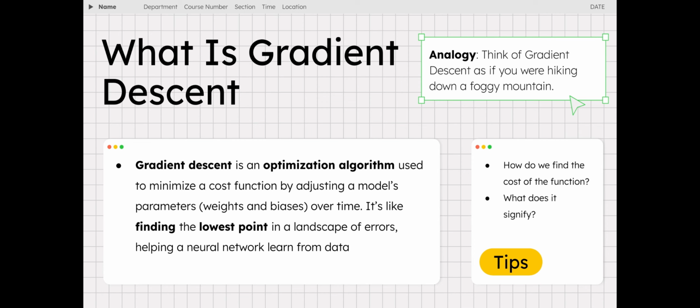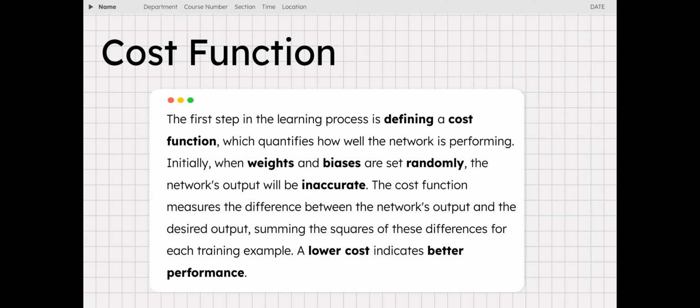The cost function. The first step in the learning process is defining a cost function, which quantifies how well the network is performing. Initially, when weights and biases are randomly set, the network's output will be inaccurate. The cost function measures the differences between the network's output and the desired output, summing the squares of those differences for each training example. A lower cost indicates better performance.